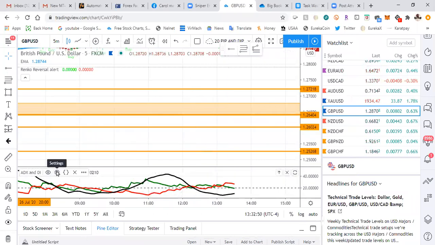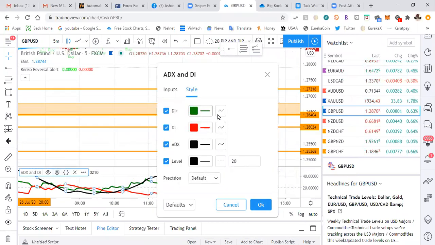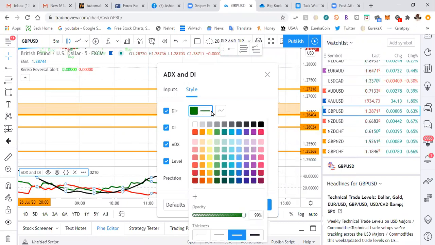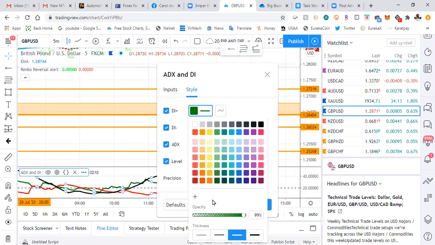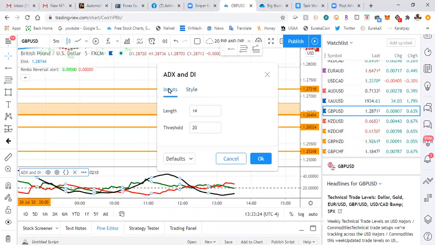All I did was go into my settings and make these darker, because when you put them on, they're going to be small and light, like little dots. I made them lines and made sure my colors, see, when you first get it on, your colors are going to be like this or something, right? So come into your ADX and DI on your style and boost up your colors and make sure you have a thick line so you can see it. That's the only thing that I did with my ADX and DI. The length is 14, threshold 20. That's what it's been on there. I haven't changed it.